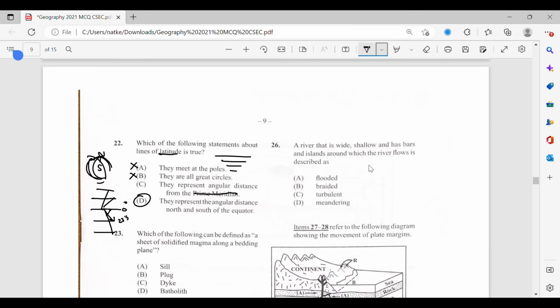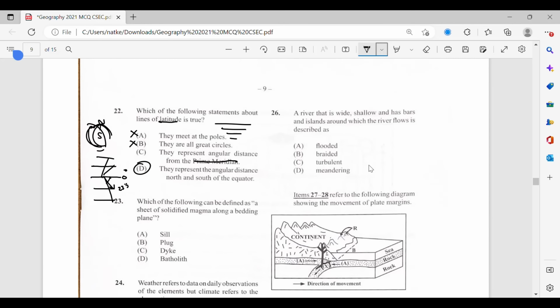Number 23. Which of the following can be defined as a sheet of solidified magma along a bedding plane? So along is the sill.